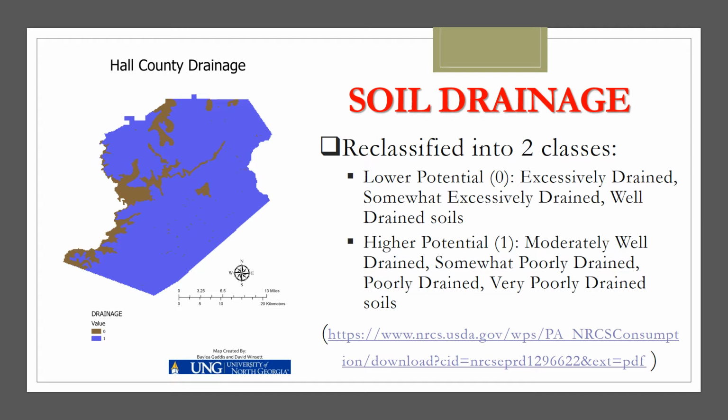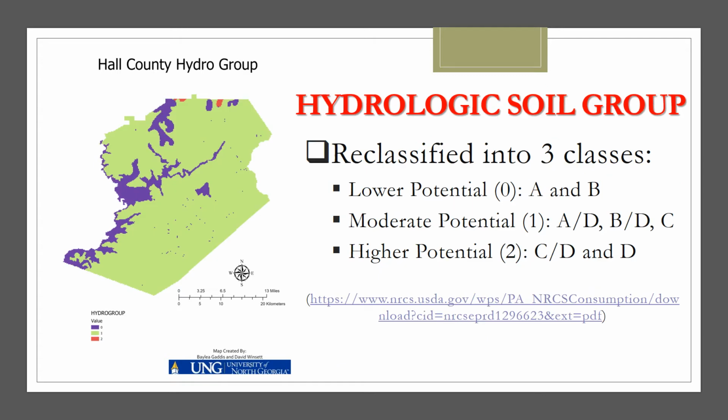You can check that in every space I have, or we have, the link to the PDF file, which the USDA NRCS folks already developed, and that information is our input for creating the reclassified rasters. Then hydrology group, the same way. You can check that from the slide. They are classified into 3 groups. The lowest one is 0, moderate one is 1, and highest one is 2.